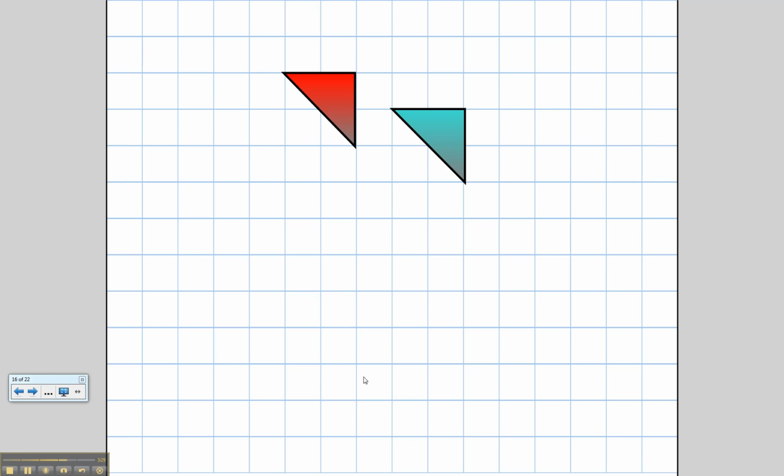Question 4 statement is, there is only one translation that can be used to move the blue triangle to the position of the red triangle. So I want you to think about that for a second. Can we move this triangle over to the red triangle by just translating it in one way? And of course you'll see that we can move it over 1, but then we have to move it up 1 to match it up with that red triangle, and then we have to move it over 2 more. So there's not just one translation, but many translations are required in order to get our blue triangle to be in the same spot as our red triangle.